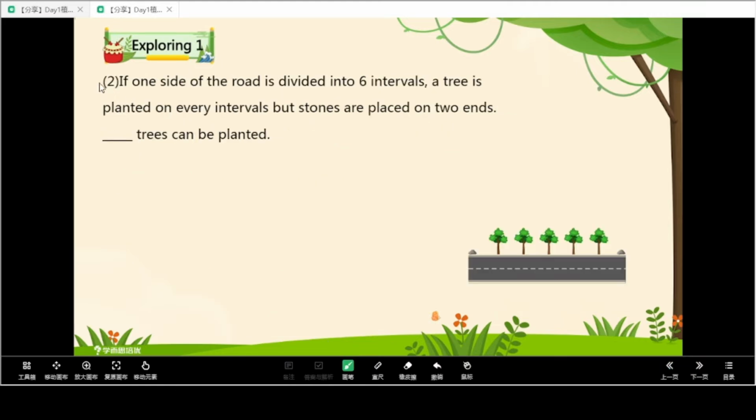Now let's read the question together with me. If one side of the road is divided into 6 intervals, a tree is planted on every interval, but stones are placed on the 2 ends, how many trees can be planted? What do we mean by stones are placed on 2 ends? Can we still plant any trees on the 2 ends if there are stones? No, right? So how many trees are there? Count it for me. Yes, very good. There are 5 trees. And how many intervals? 6 intervals. So we can write it down, 6 intervals.